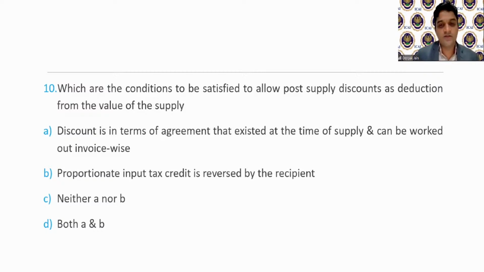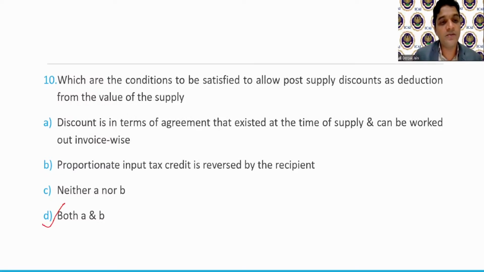Thank you. 10th answer is D. Correct, both A and B. When discount is in terms of an agreement that existed at the time of supply and it can be worked out invoice-wise and proportionate input tax is reversed, in that case post-supply discount will be allowed.